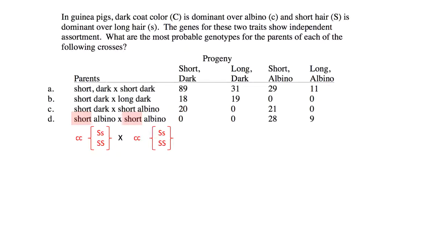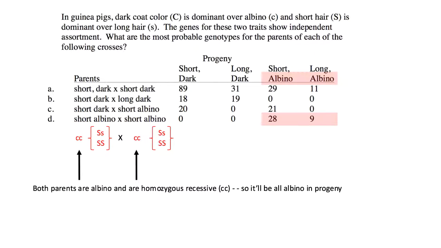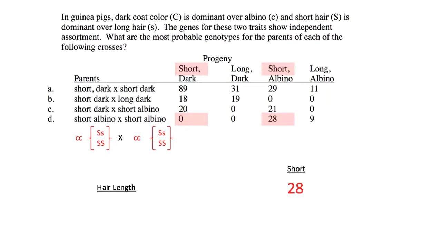Okay, now that we have that, we can see that part D is pretty nice in the sense that both parents are already figured out for the coat color gene. Both are little c for sure, just from looking at their albino coat color. That should also mean that all their progeny will be albino, which we can see checks out in the numbers in the table. So we only need to worry about the hair length gene for part D.